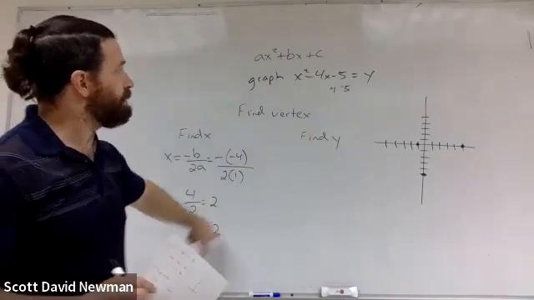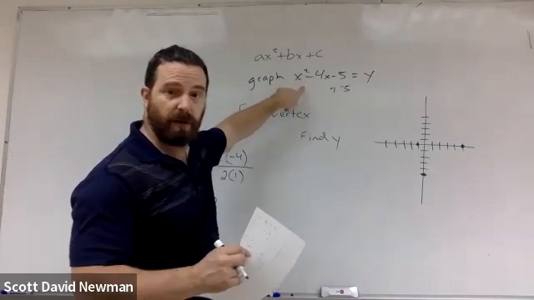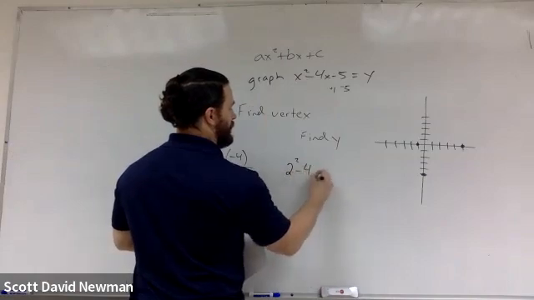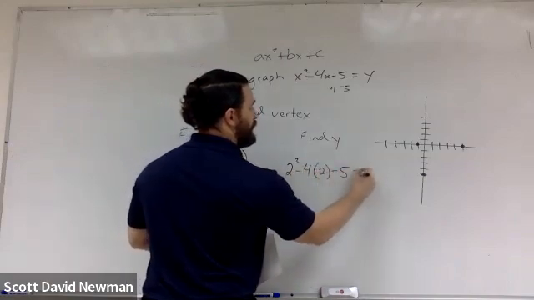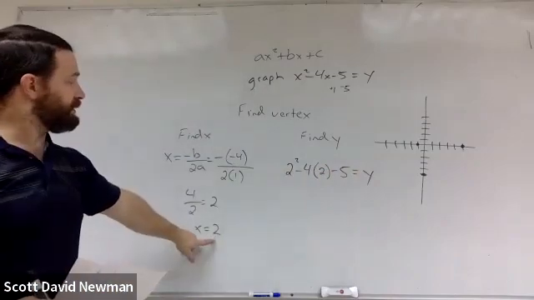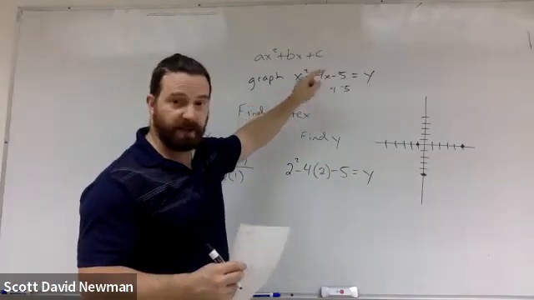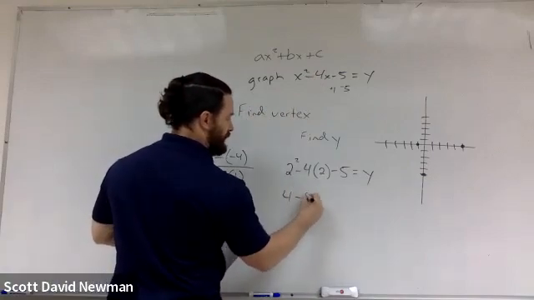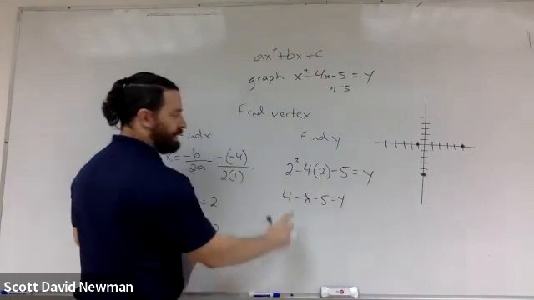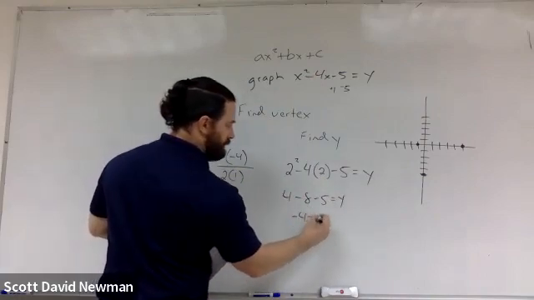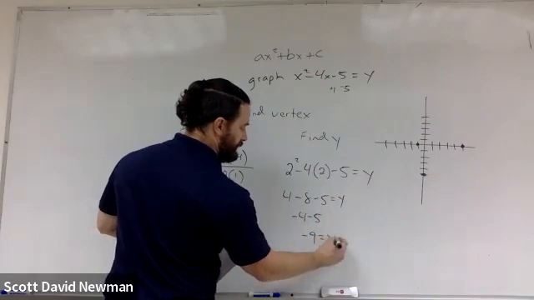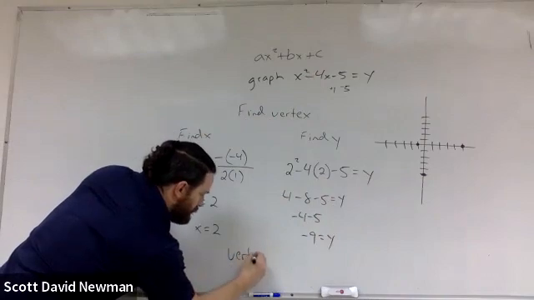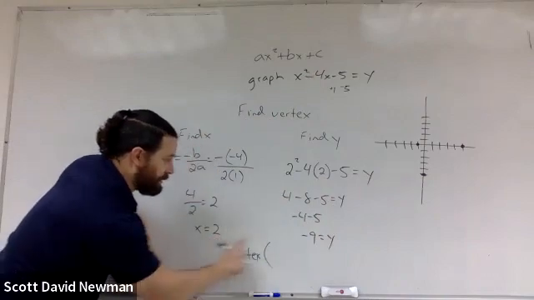Take that number, and we're going to plug it back into the equation up here to find the y. So that's going to be 2 to the 2nd power minus 4 times 2 minus 5 equals y. All I did was I took the 2 and I substituted it in for my x's. 2 to the 2nd power is 4. That gives me 4 minus 8 minus 5 equals y. 4 minus 8, that's -4 minus 5, which gives me -9 equals y. So my vertex is going to be (2, -9).